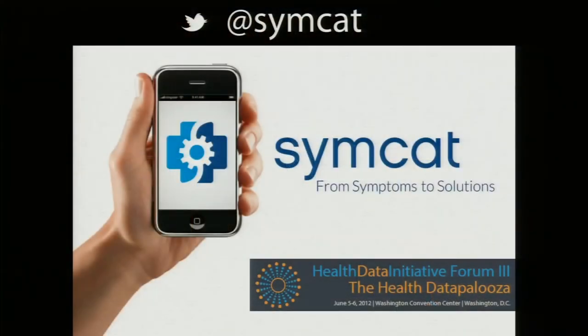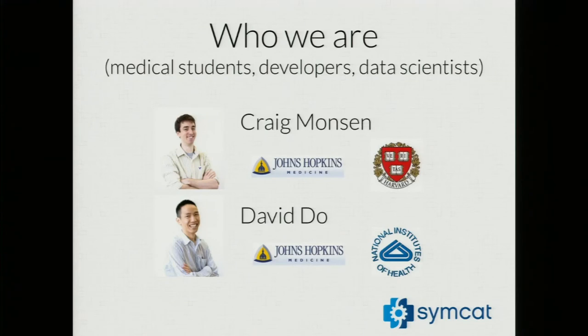Hi there. I'm excited to be here. My name's Craig Monsen, and I'll be introducing you to Symcat, which is your guide from symptoms to solutions. So just very briefly, David and I created Symcat, and we're medical students at Johns Hopkins and web developers. We built it, much of it, on public data sets, which I'm happy to tell you more about.